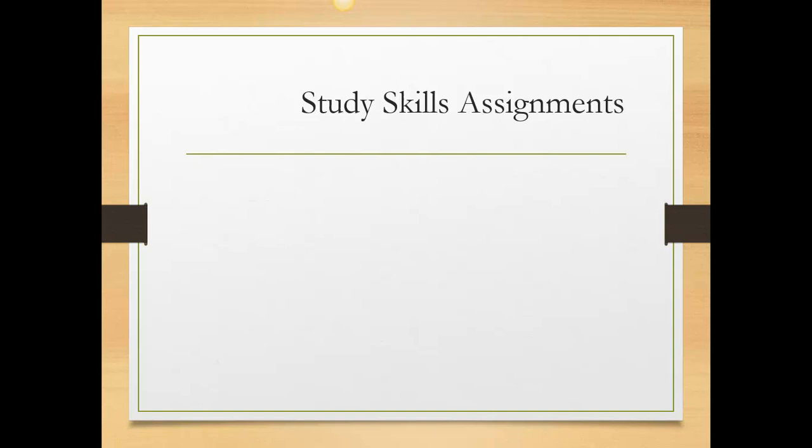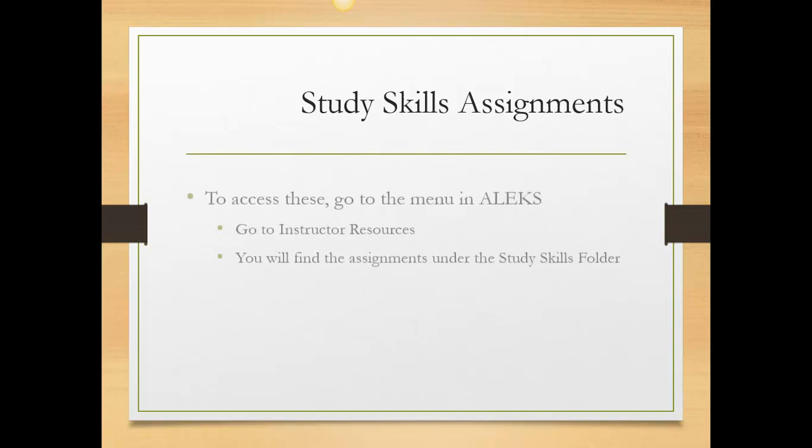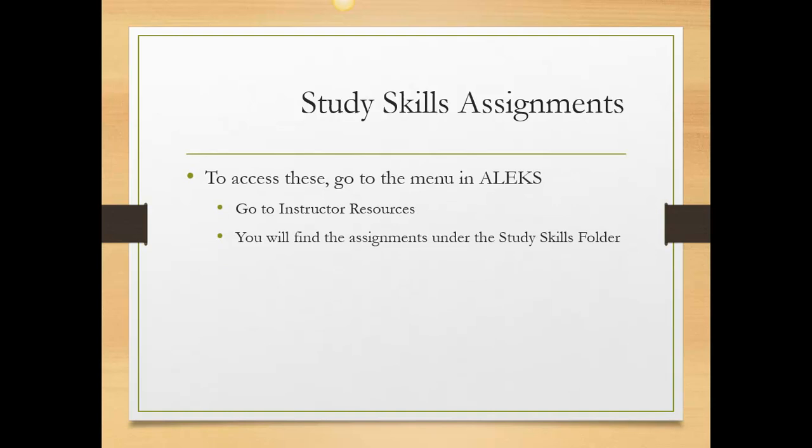For the study skills assignments, to get access to these, they will be in your resources in ALEKS. So you will go to the menu in ALEKS, which is the three lines at the top left of the screen. Click on that and go to Instructor Resources. Under that, you will find two folders. One of them is labeled Study Skills, and inside of there you will find all of your study skills assignments. In most cases, you will need to print these out in order to complete the assignment.